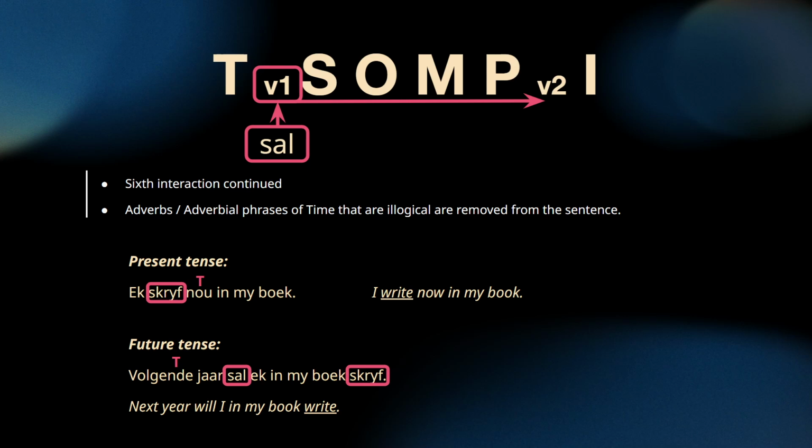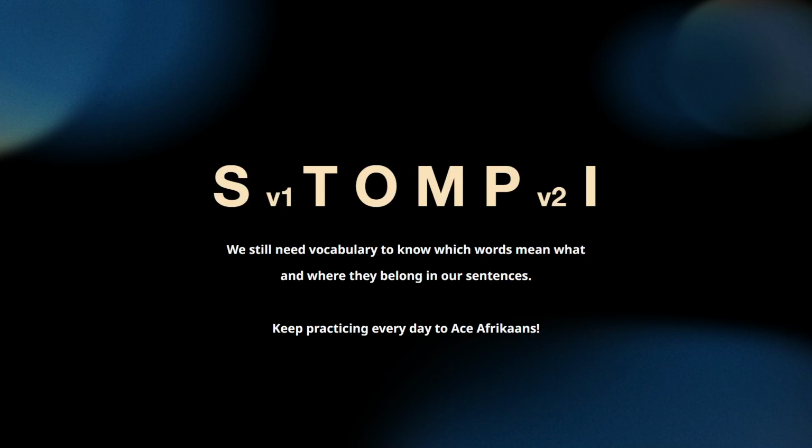So if I change my sentence into the future tense, volgende jaar, next year, all of a sudden it's illogical to also have a time phrase of present tense in my sentence. Volgende jaar sal ek in my boek skryf. You'll see in the answer that we now omit this adverbial or adverb of time because it is incoherent with a new time phrase that was added into the sentence. Next year will I, in my book, write.